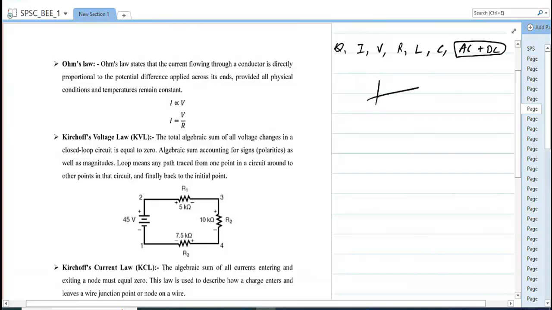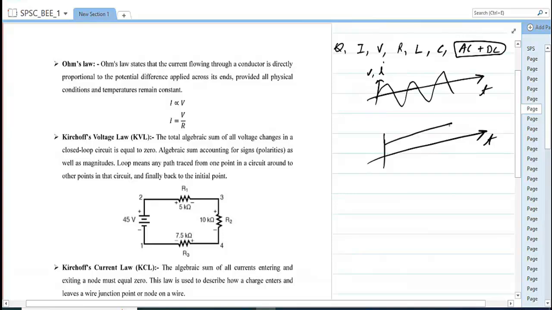Means what? AC is alternating in nature like this. The pattern of AC waveform with respect to time, either voltage or current, is like this, and the pattern of DC waveform with respect to time is this. It is constant. This is constant at any point of time. Its value is, let's say, 10 volt or 20 volt or x volt.